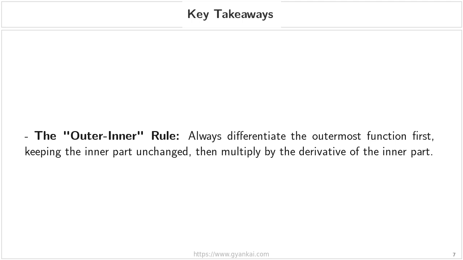Now that we have worked through several practical examples, including the more complex inverse trigonometric functions, let us summarize the key takeaways to ensure you have a solid grasp of the process. First, let's revisit the outer-inner rule. This is the core logic of the chain rule. Whenever you encounter a composite function, always differentiate the outermost function first, keeping the inner expression completely unchanged. Once you have done that, you simply multiply that result by the derivative of the inner part.